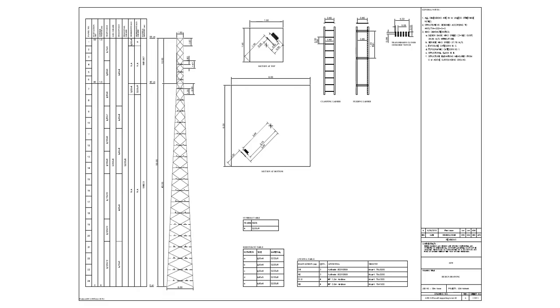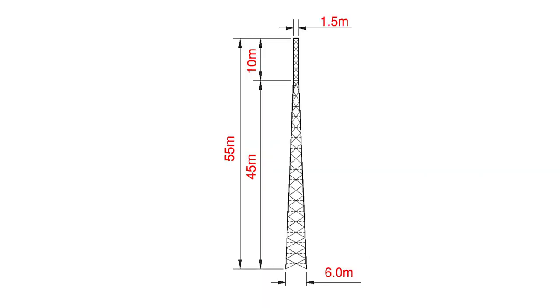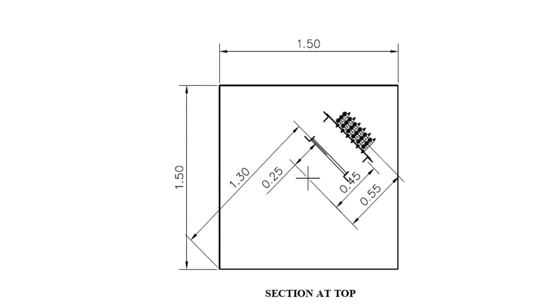This is the single-line drawing for the tower. The tower consists of a tapered part followed by a fixed width part. The tapered part is 45 metres long, with the width of the bottom face 6 metres and the width of the upper face 1.5 metres. The length of the fixed width part is 10 metres. The tower has a square shape in the cross-section with 4 faces, having 2 ladders, one for climbing and the other for carrying transmission lines.